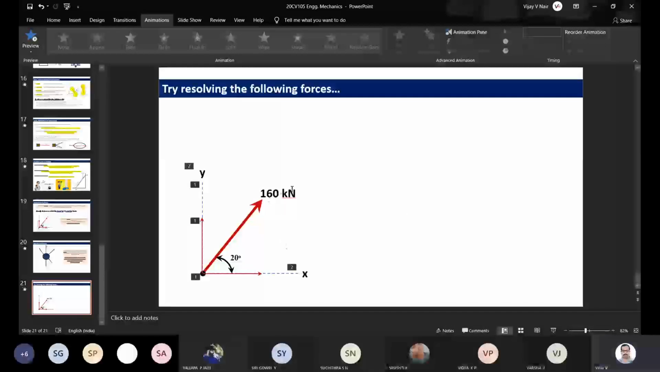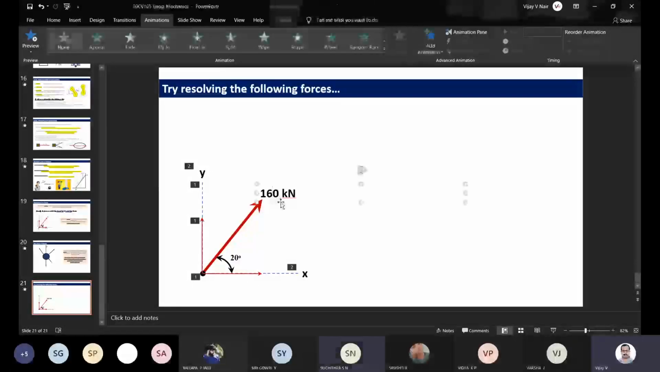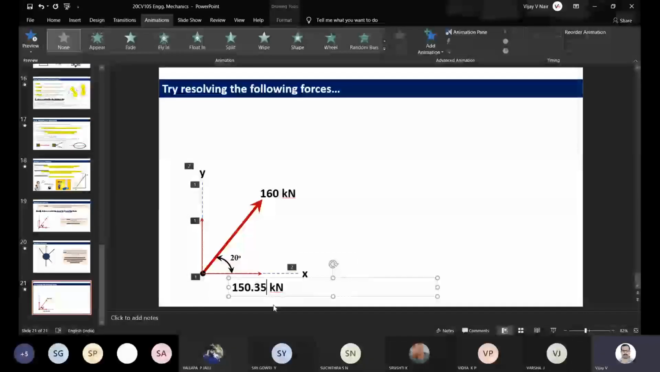So if this is F, that is 160 kilonewton, the x component should be F multiplied by the cosine of the angle. So it will be 160 cos 20. Yes, it is 150.35 kilonewton. I'll just write it down. So it is 150.35 kilonewton.